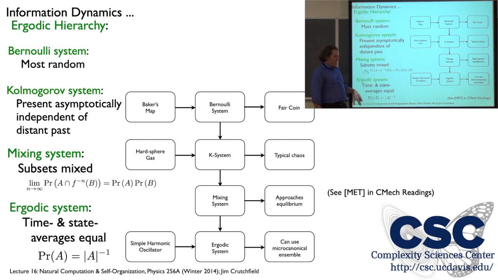What's the temperature? Actually, what's the Lyapunov exponent? I can either time average, or if I know what the state probabilities are in the state space, I can do a state space average. So this is this notion of ergodicity. The simplest ergodic system is the harmonic oscillator.